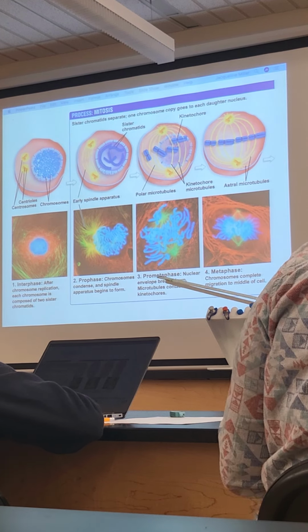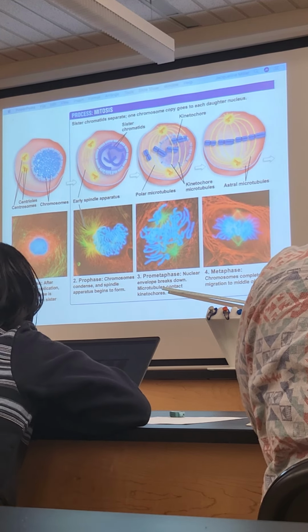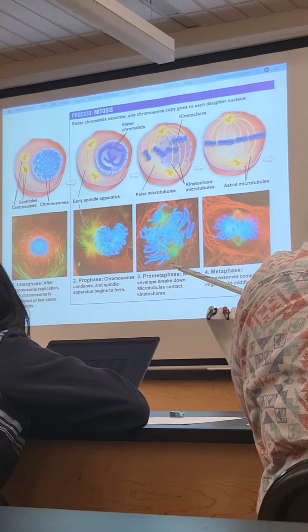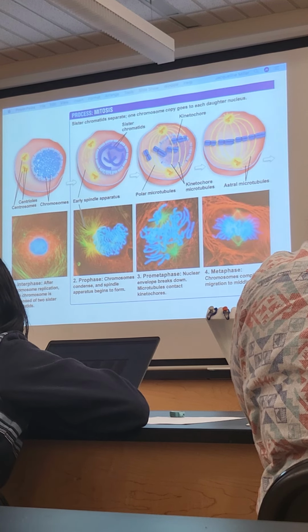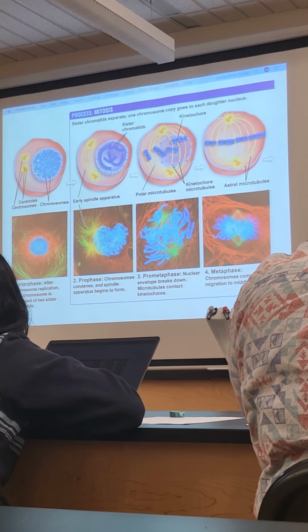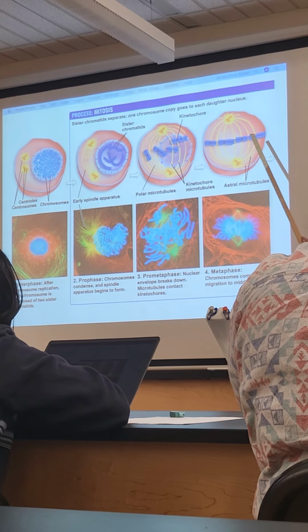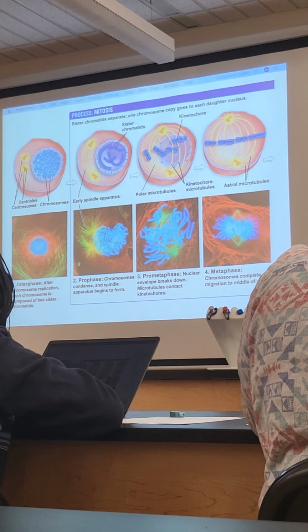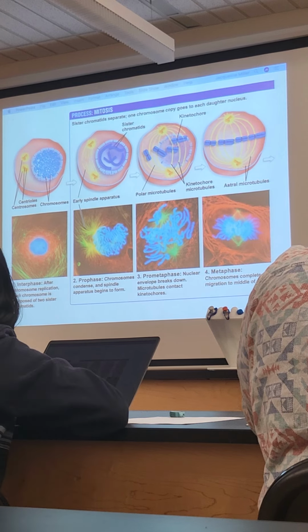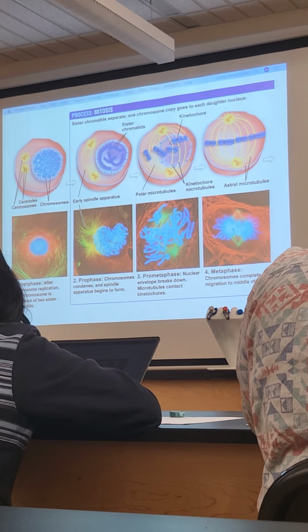Okay, so you can see prometaphase is kind of late prophase. They're showing the nuclear envelope breaking down, and that's when you actually start to have microtubules capturing the kinetochores. So metaphase is the next one. So what all did you say about metaphase?